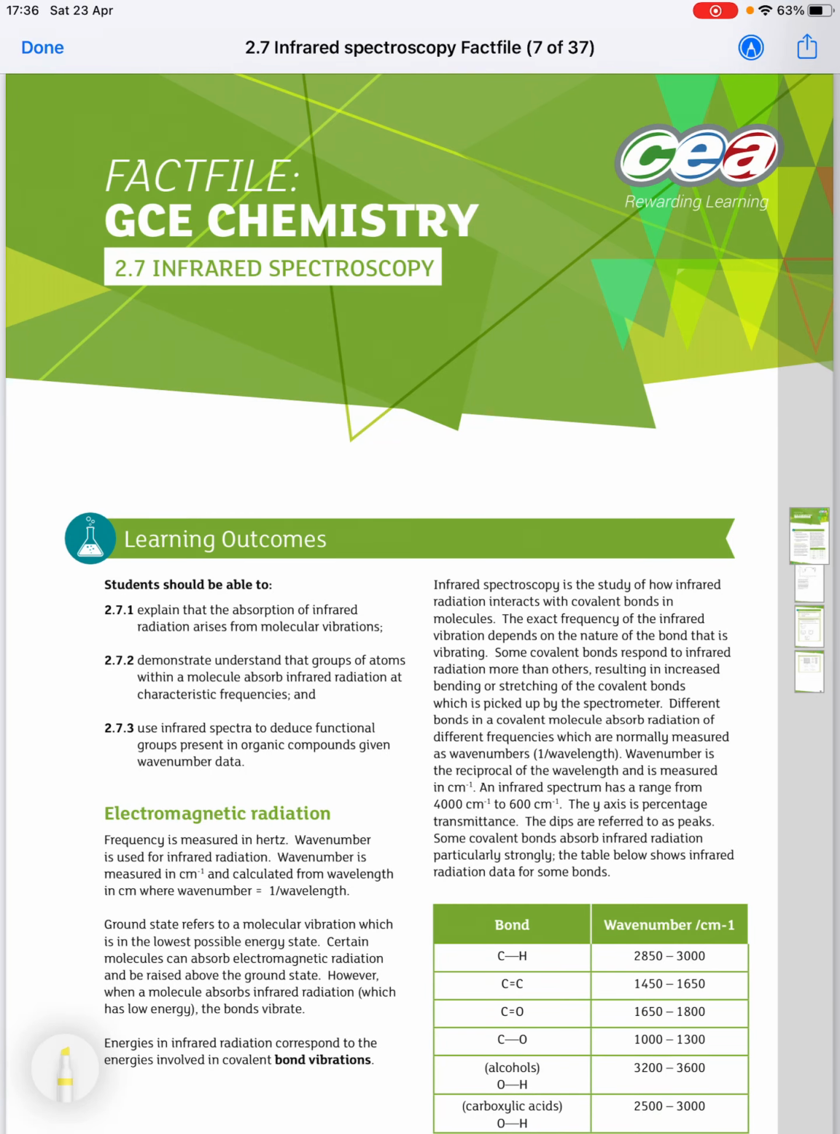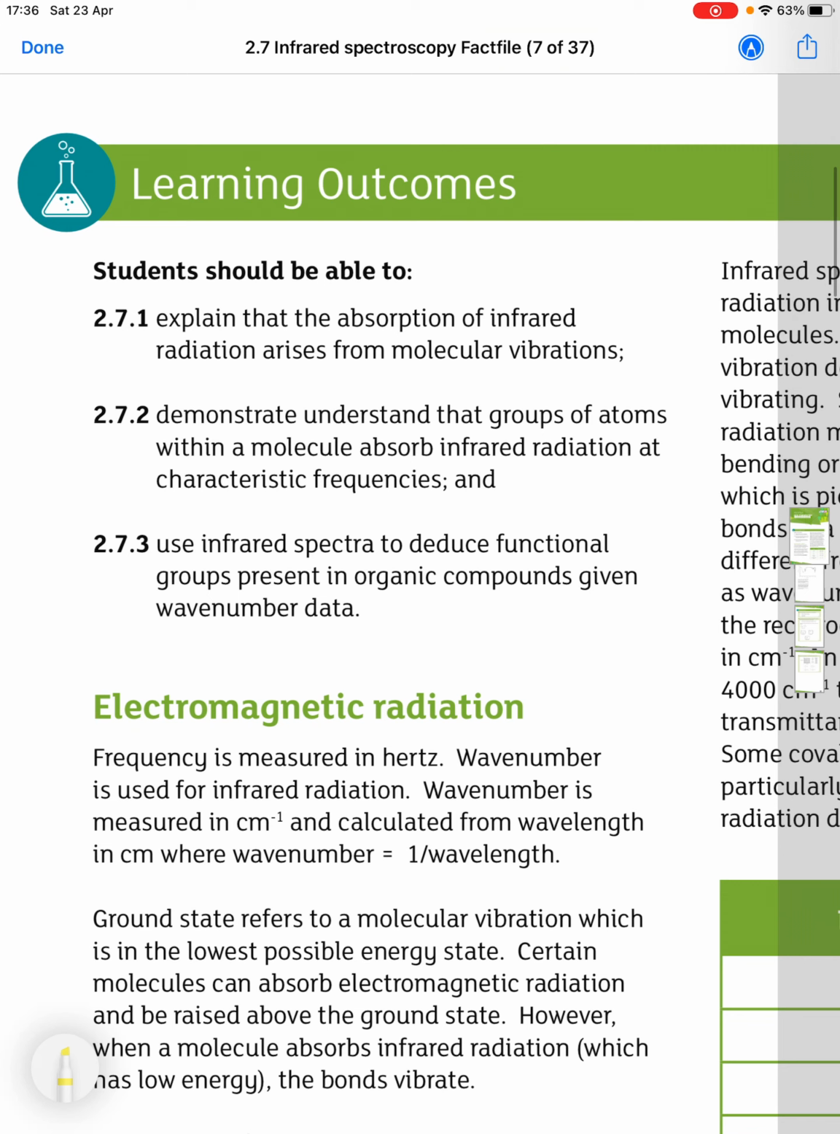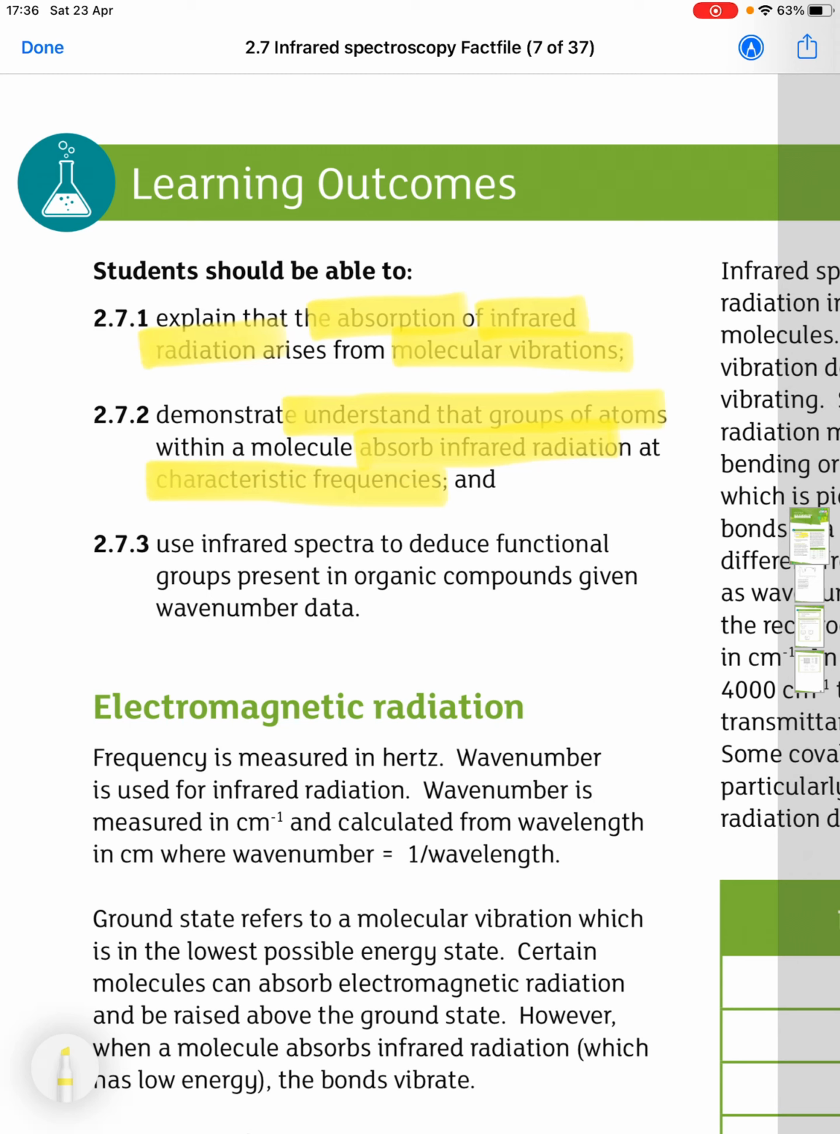This is 2.7 infrared spectroscopy. Just 3 main points here. So first, you should be able to explain that the absorption of infrared arises from molecular vibrations. Secondly, demonstrate that you understand that groups of atoms within a molecule absorb infrared radiation at characteristic frequencies. And finally, use infrared spectra to deduce functional groups present given wave number data.